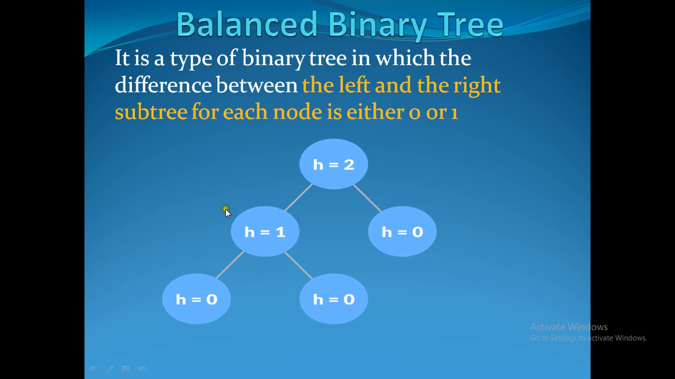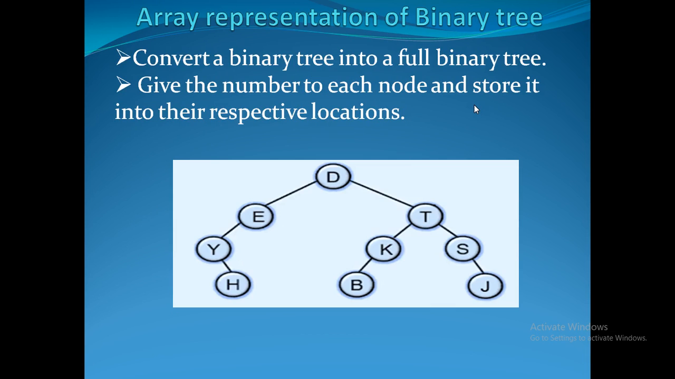Likewise, in this case, the height of the left subtree is 1 and the height of the right subtree is 1. So 1 minus 1 is 0. Here this is a leaf node, so we don't want to consider this one for calculating the balancing factor. So the balancing factor of all the nodes in a balanced binary tree should be either 0 or 1.